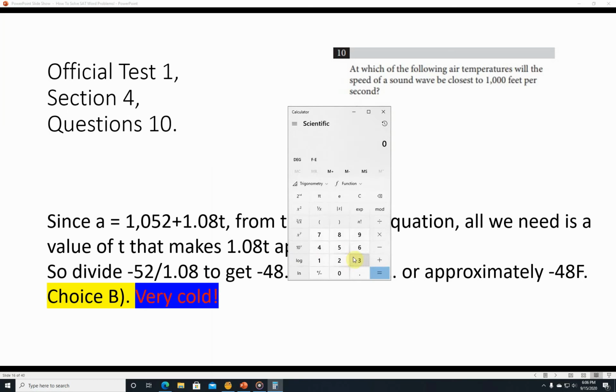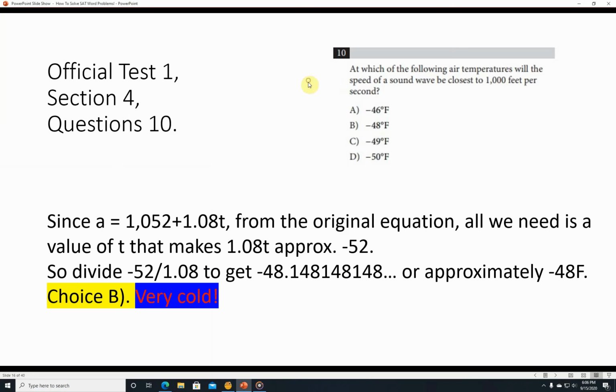All we do is go negative 52, so we'll just subtract 52 from 0, and then we will divide by 1.08. So that's 48.148148, the 148 just keeps repeating, so that's negative 48 degrees Fahrenheit.